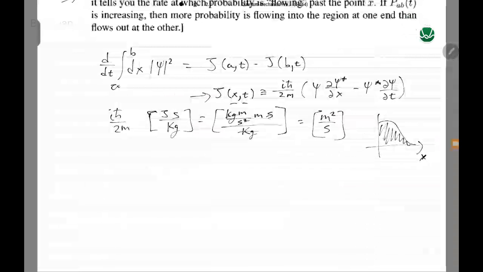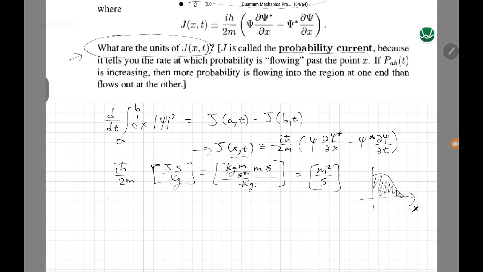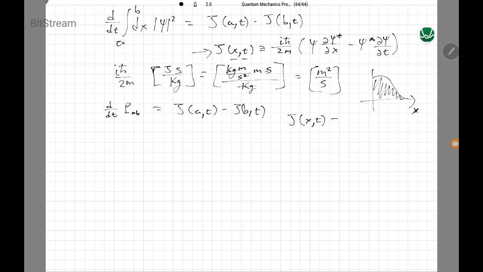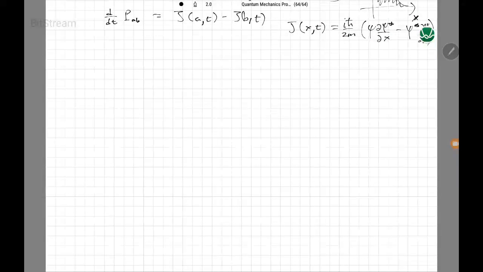Okay, now this other part, we want to show that d/dt, the full derivative of the probability, is going to equal this guy, and we have this condition. This is i h bar over 2m, psi complex conjugate times the partial derivative of psi with respect to x, minus its complex conjugate counterpart. I said this might look familiar. Maybe it isn't necessarily that it should be familiar, but it might look familiar to you.